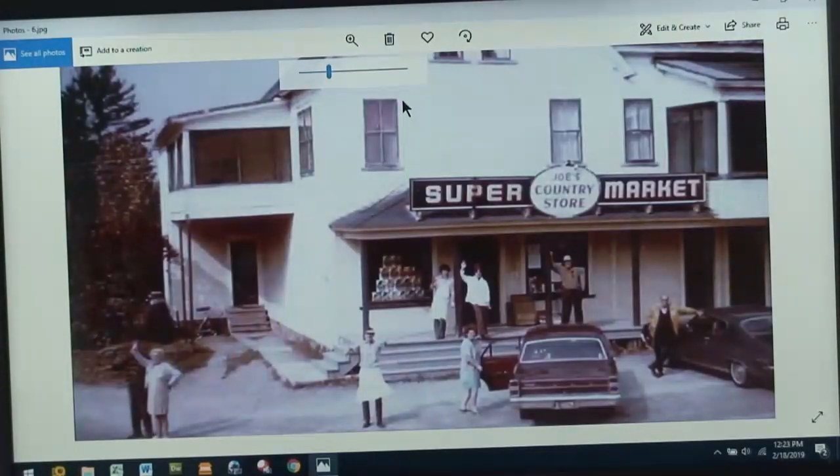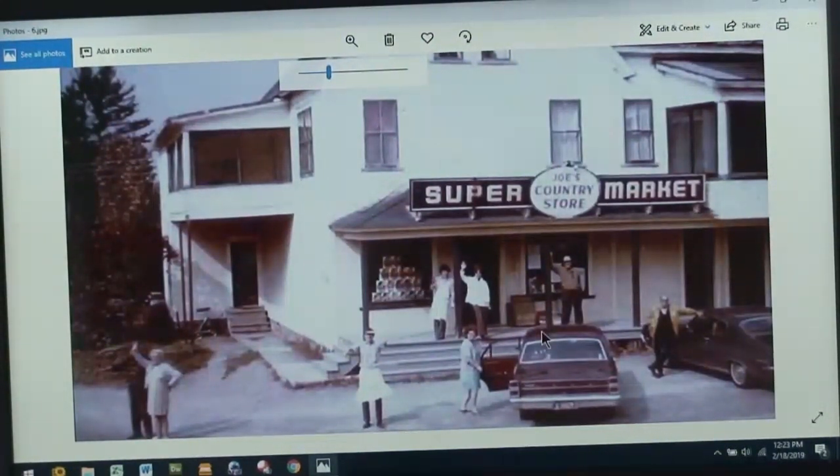Two individuals standing on a porch are relatives of someone we recently interviewed. This is the south side, so this would be what we currently call Mill Street. Notice the age of the cars.